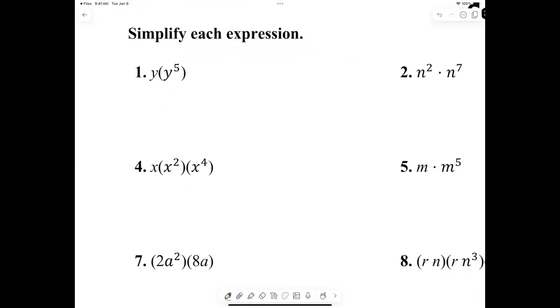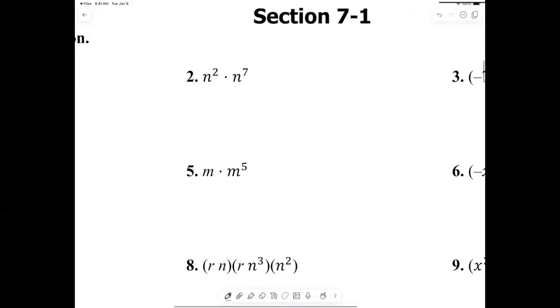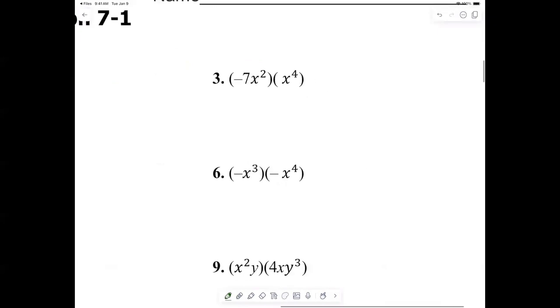All right, so if I take a look at number 1, y times y to the 5th is what? Y to the 6th power. Wow, very good. All right, so here we go. Let's go with Sadie, number 2. N to the 9th power. Perfect. We'll just do all of them. All right, next.